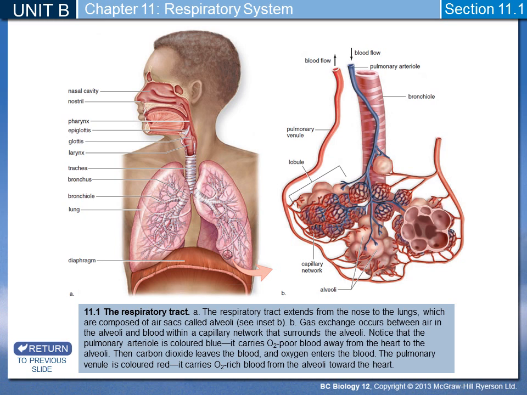On the right-hand side, you can see a close-up of what the lungs look like if you were to take a microscopic view. Those bronchioles are branching, and at the ends of the branches are alveoli, which are little balls at the end that are surrounded by a capillary network where the exchange of oxygen and carbon dioxide actually takes place.